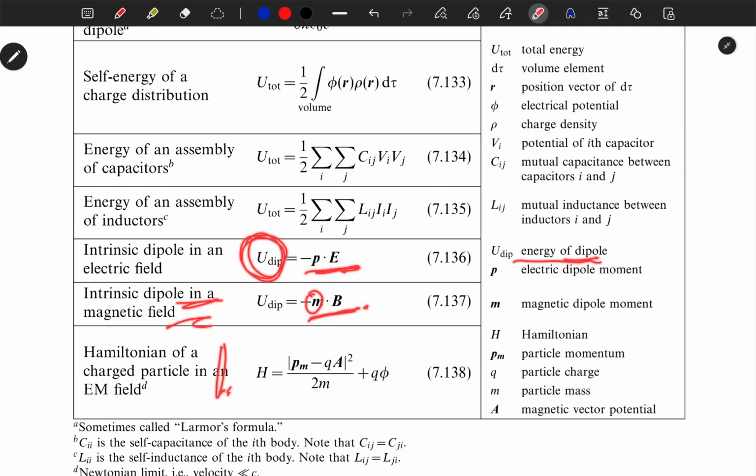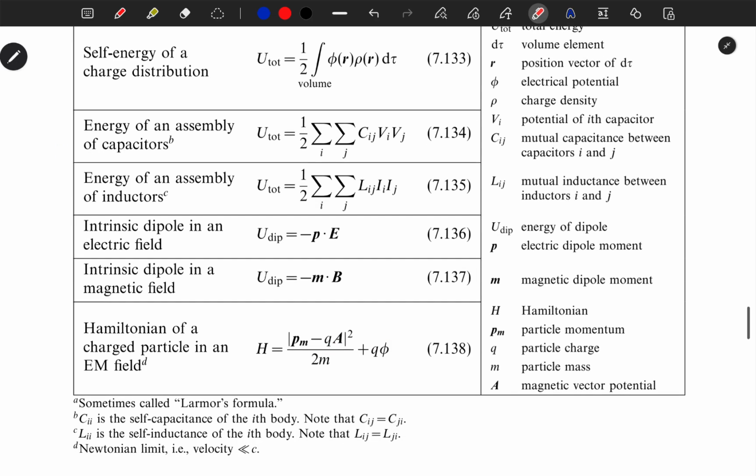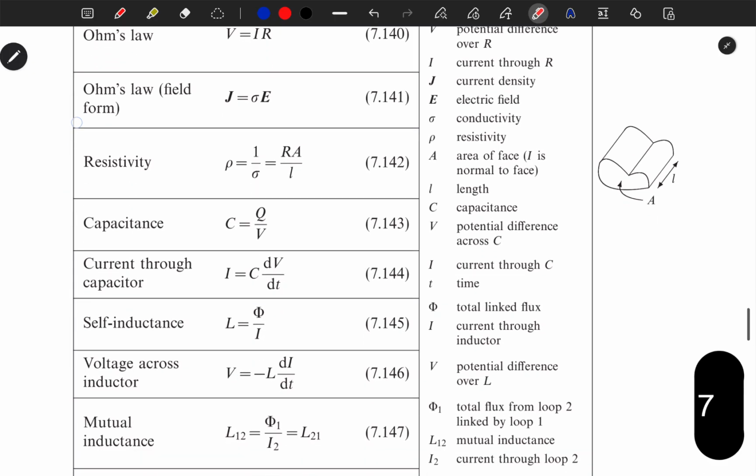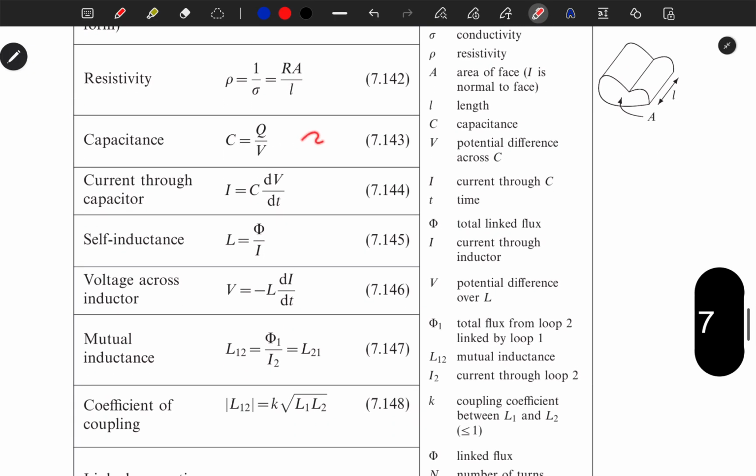Hamiltonian of a charged particle in an electromagnetic field: H equal to (P minus QA) square by 2M plus phi times Q. LCR circuit: current I equal to dq by dt. Ohm's law: V equal to IR. Ohm's law in field form: J equal to sigma E. Resistivity rho equal to 1 by sigma equal to R times A by L, or R equal to rho L by A. Capacitance: Q equal to CV, then current through the capacitor, dq by dt equal to C dV by dt.